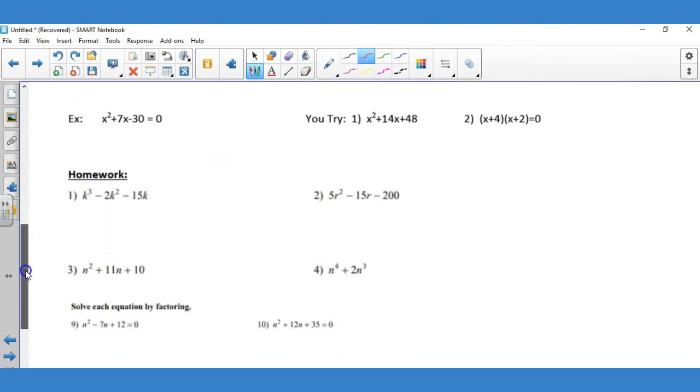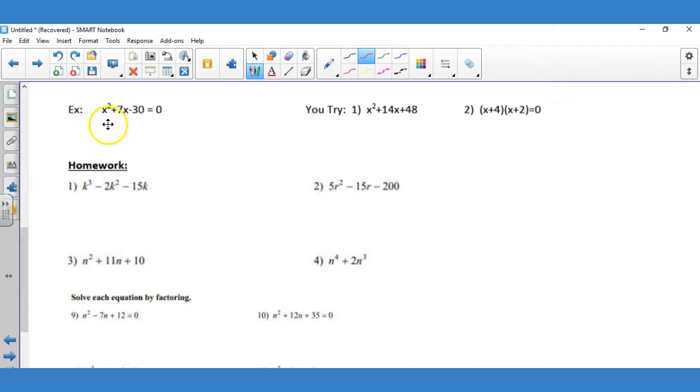So here's the first example: x squared plus 7x minus 30. Again, we look at the constant. What's going to give me the factors of negative 30? There's no GCF, and remember, that's the first thing we look for. So now, what are my factors of negative 30?